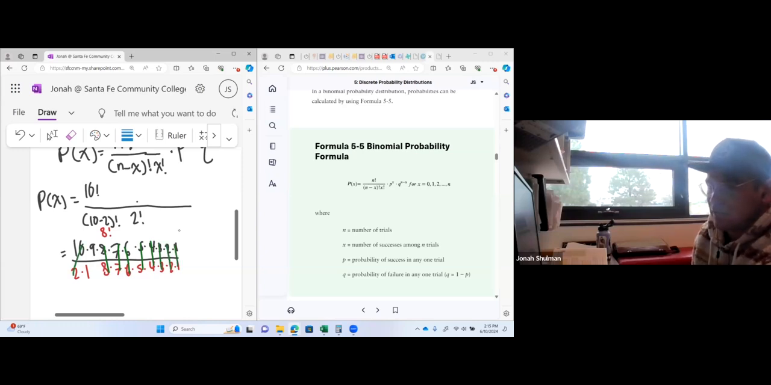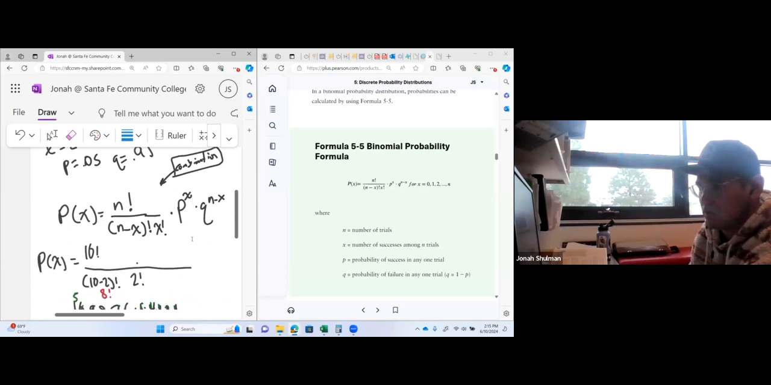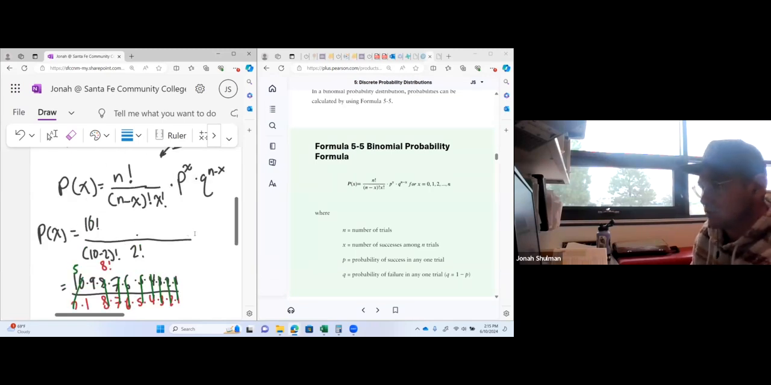And what is 10 cut in half is 5. So our first number is just going to be 45, okay? Now, all we have to do is p to the x. So what do we want? We want 0.05 to the 2, right? So we have to multiply this by 0.05 raised to the second power. And then we're multiplying it by q.